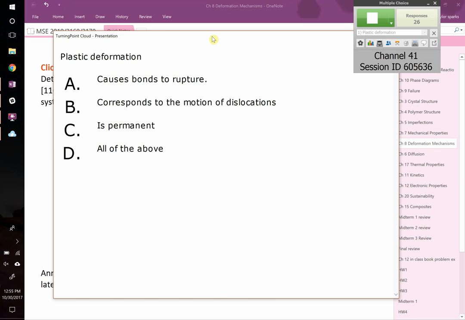First question being, plastic deformation: A, causes bonds to rupture; B, corresponds to the motion of dislocations; C, is permanent; or D, all of the above. By definition, plastic deformation.